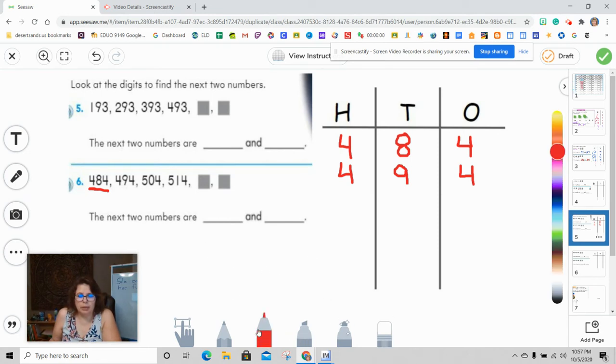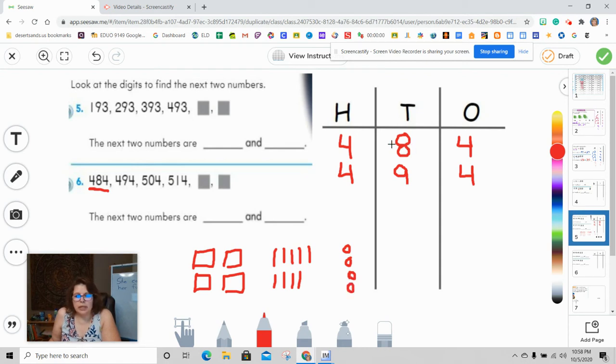400, let me get my pencil. 400, and then 9 tens. 1, 2, 3, 4, 5, 6, 7, 8, 9. And then 4 ones. 1, 2, 3, 4. Now it's been getting one more 10. So I know I have to give it one more 10. So I'm going to add 1 ten here. But now I have 1, 2, 3, 4, 5, 6, 7, 8, 9, 10 tens.